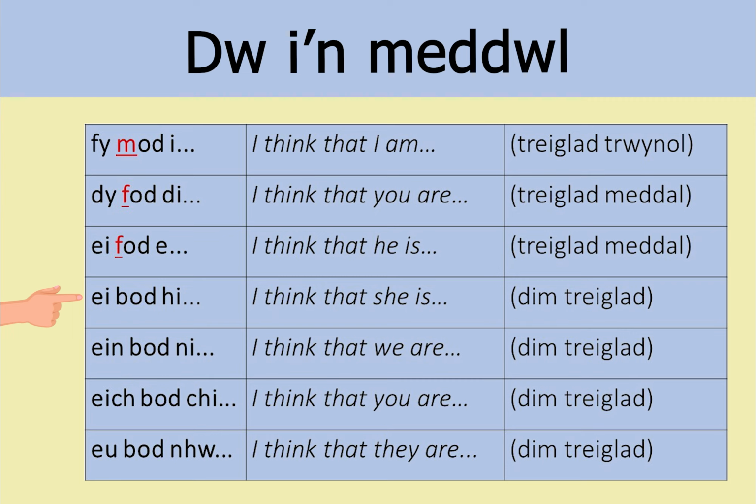Dim treiglad. Dwi'n meddwl ein bod ni. I think that we are. Dim treiglad. Dwi'n meddwl eich bod chi. I think that you are. Dim treiglad. Dwi'n meddwl ei bod nhw. I think that they are. Dim treiglad.